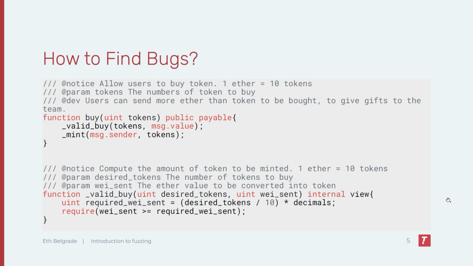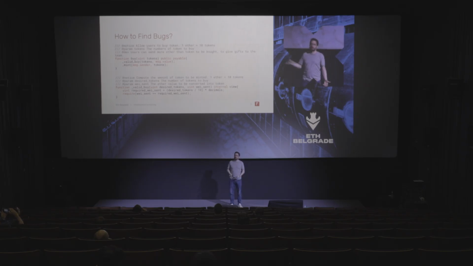So if you have this piece of code, it's like 10 lines of code, you have two functions. It's a function to buy some token based on some price, and you have a 1 to 10 ratio. When you send 1 Ether, you receive 10 tokens. How do you know if there is a bug? How do you know if there is something going wrong here? There is not a lot of code, but it can have some impact.